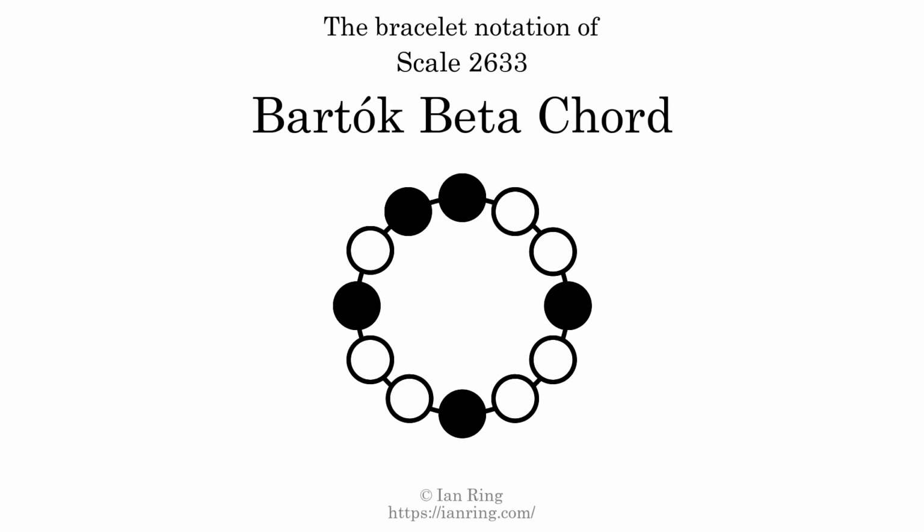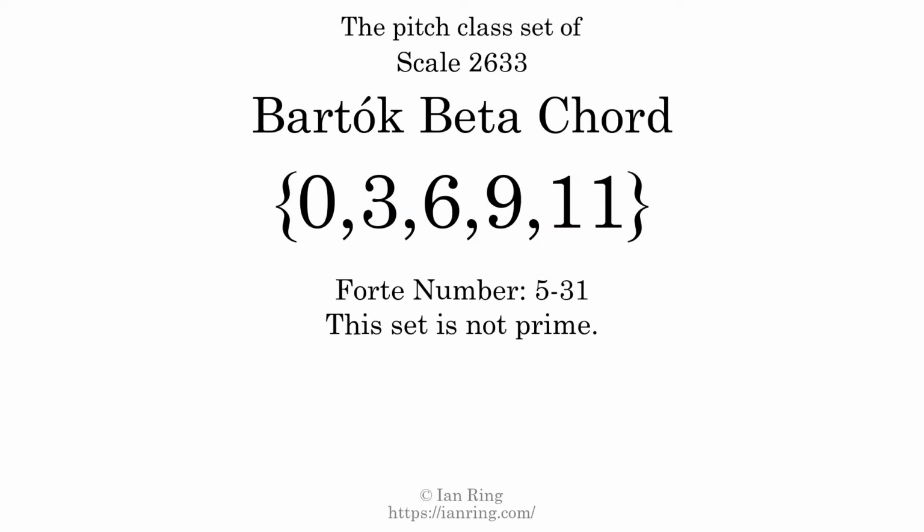This is a bracelet notation diagram of scale 2633. The shaded circles represent tones that appear in the scale, and they are read clockwise, starting at the top. The pitch class set for this scale is 0, 3, 6, 9, 11.